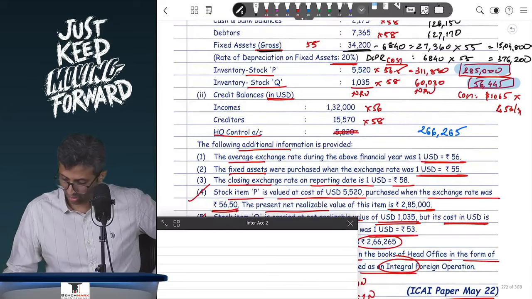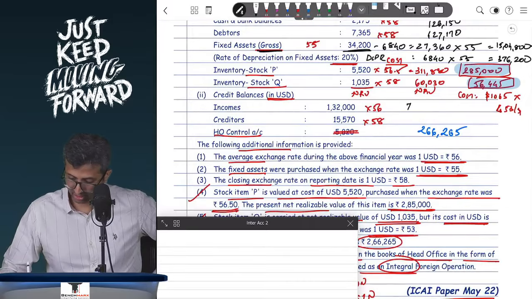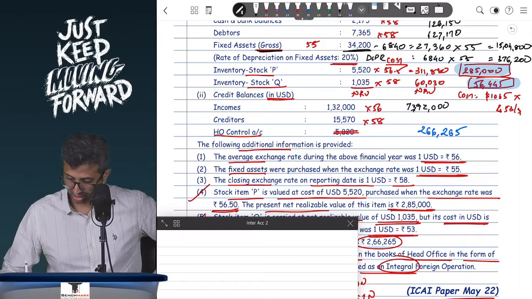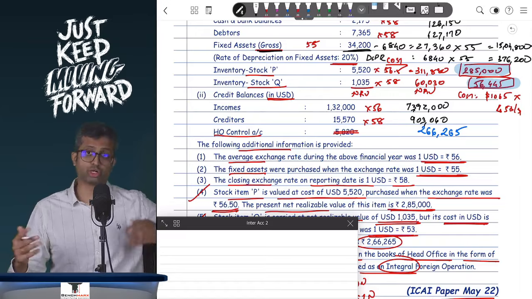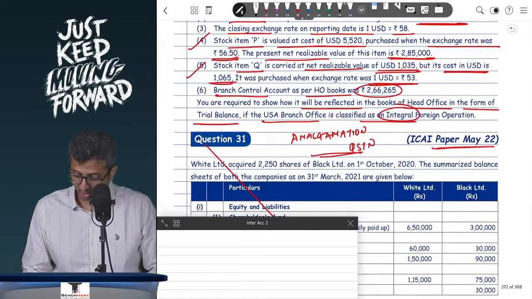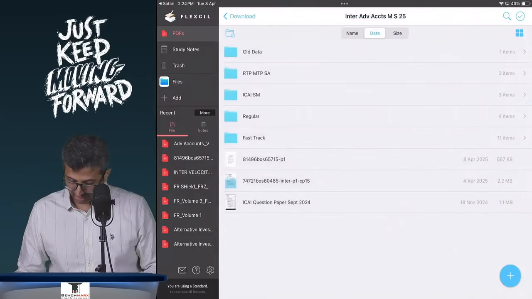Incomes will be converted 132 into 56. This is 73,92,000. Creditors will be 15,570 into 58, 9,03,060, and then there will be the HO account. You will try to find the balancing figure, and that will go to the profit and loss because it is an integral foreign operation. So if I just run you through, if I have this handy.